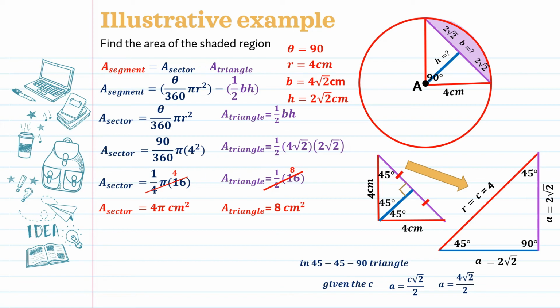Since we already have the area of sector and area of triangle, we can now find the area of segment by subtracting the area of sector minus the area of triangle. And that will give us 4 pi minus 8. Our area of segment is equal to 4 pi minus 8 cm squared.